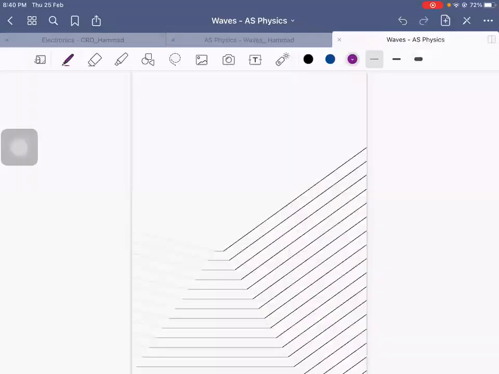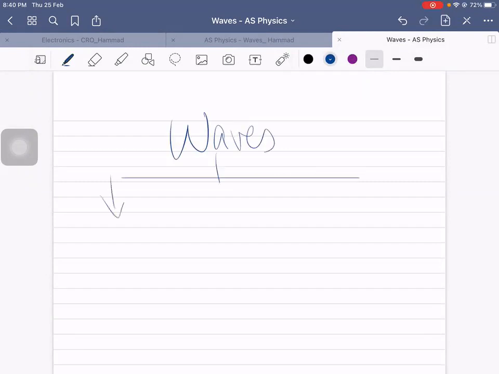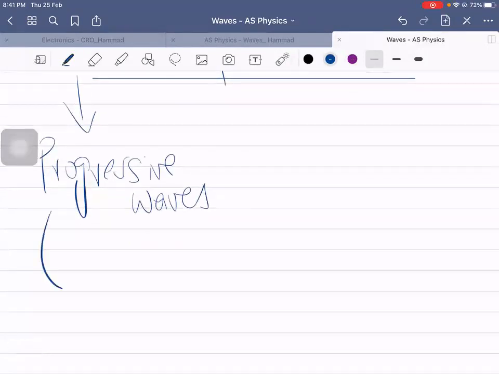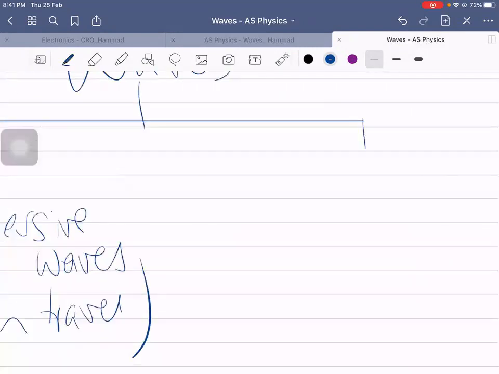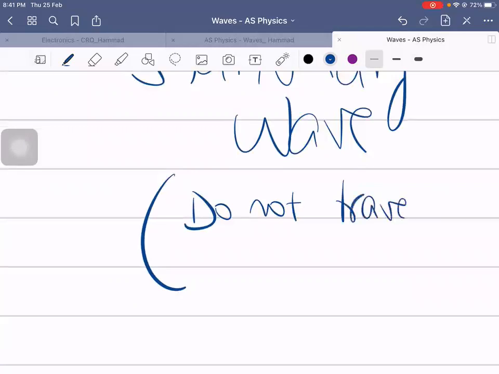We start off with waves. Now you need to understand that waves can be divided into two broad categories. There are progressive waves. Progressive waves basically can travel. And there are stationary waves. Basically, stationary waves do not travel, or you could say their energy is confined in a loop.